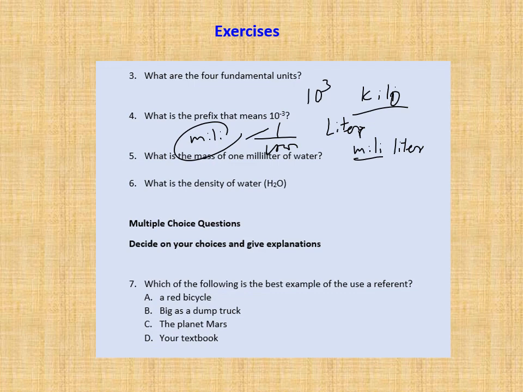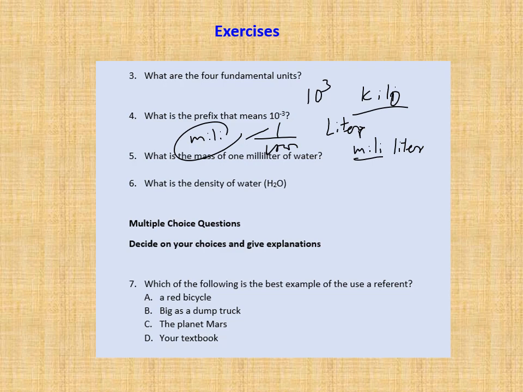So, exercises. What are the 4 fundamental units? We have length, mass, time, and electric current. And what are the prefixes? Actually, I just talked about them in previous slides. 10 to the negative 3 is simply called milli.